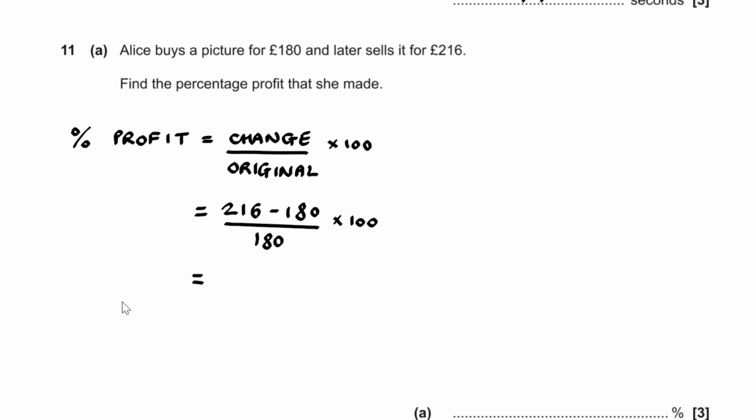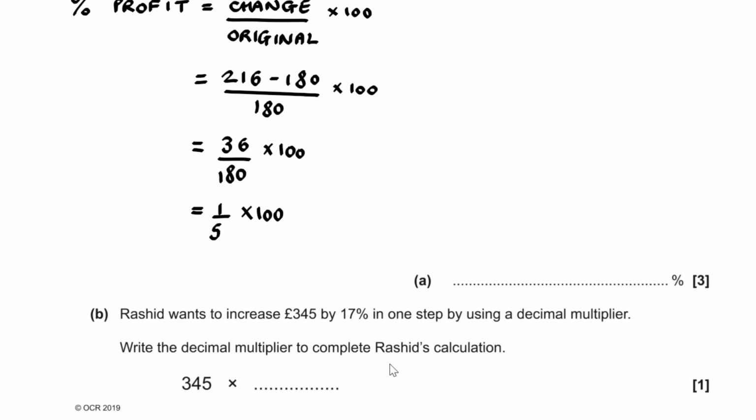216 take away the 180, that's 36. So we've got 36 over 180 times by 100, and 36 divided by 180, that's a fifth. So we have 1/5 times 100, of course here would end up with 20%.